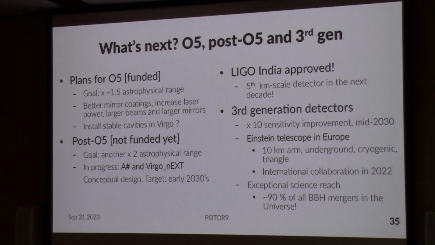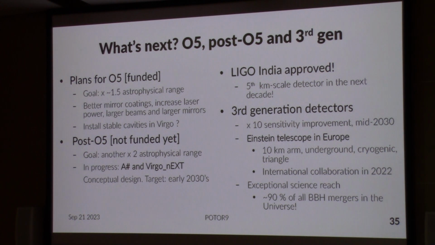And first of all, it would cost 20 million euro to implement those stable cavities. So we decided 15 years ago that we won't do this because it was too expensive. Now we realize that we were wrong. So maybe, and possibly, likely, we'll have to spend that money and implement stable cavities. And then we are working on post-O5 plans. So what is going to happen after O5? Not firm yet.